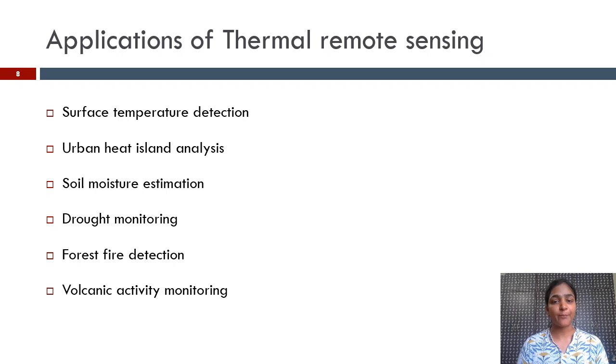Now there are various applications of thermal remote sensing, like surface temperature detection and urban heat island analysis. Urban heat islands are urban areas which show temperatures higher than the neighboring rural areas. Urban heat island analysis is also possible through thermal remote sensing, as are soil moisture estimation, drought monitoring, forest fire detection, volcanic activity monitoring, and there are many further applications.